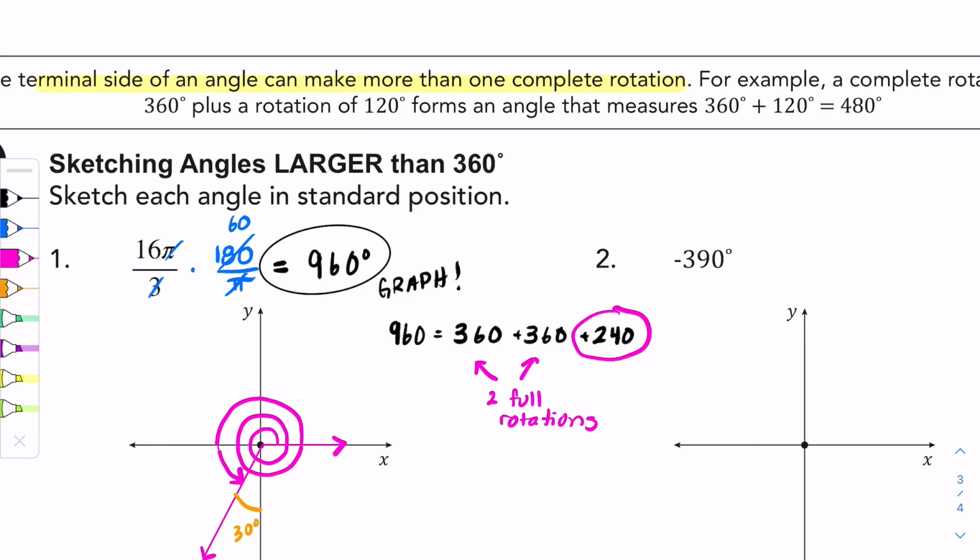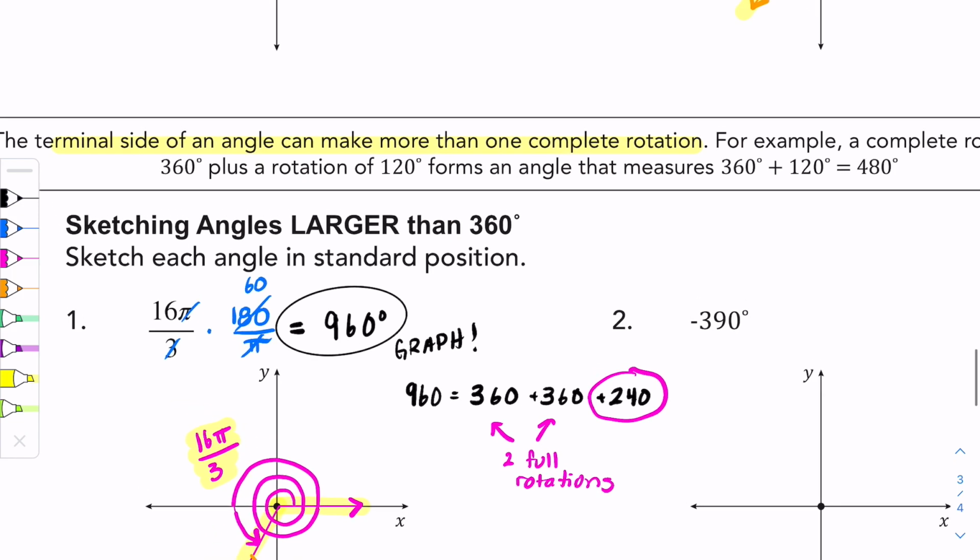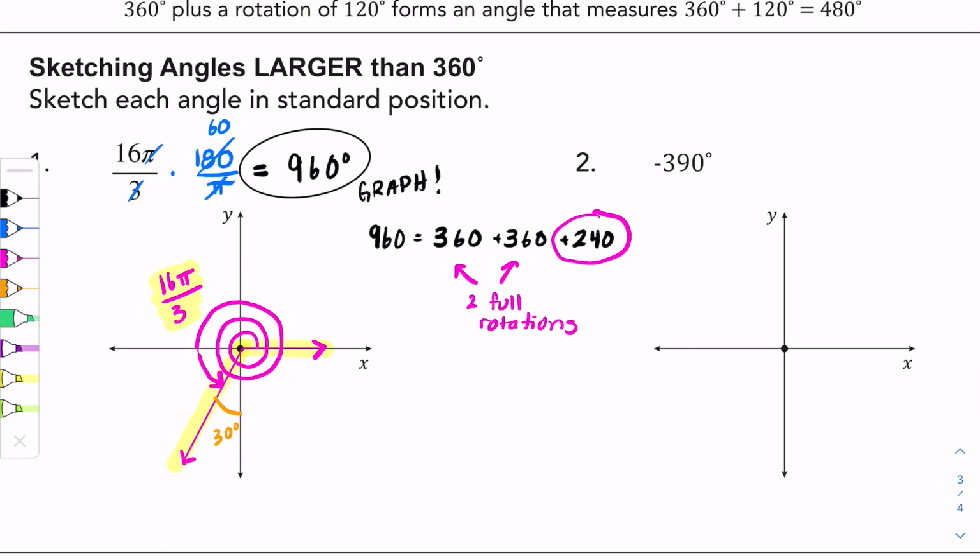So that is what an angle looks like that is larger than 360. And when I indicate what it is, I indicate in terms of radians. Okay, so make sure you indicate the number of rotations. So 1 rotation, 2 rotations, a remaining 240 degrees. And that's all found right here.